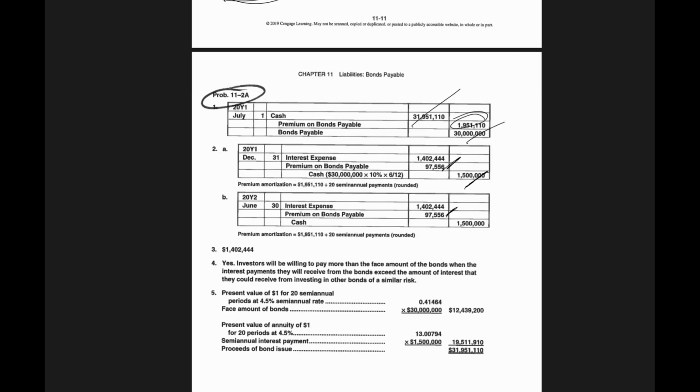Here's the $30 million bond at 10%. That's what we pay. 30 million times 10% is 3 million. Divide it by 2 because we pay it twice a year, in half, 1.5 million. So the difference then gets booked to interest expense, which the premium essentially reduces our interest expense.